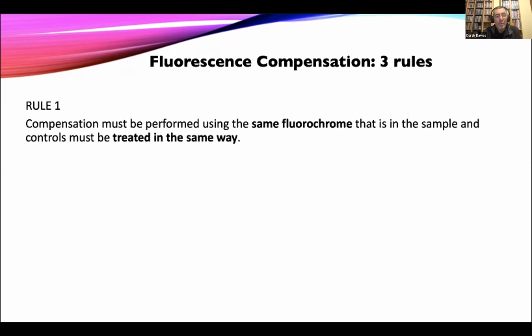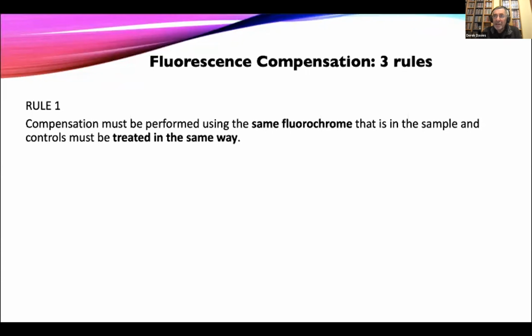cytometry. We're looking at where those photons end up in other channels, because we're looking at the ratio of the photons that fall in the PE channel to the ones that fall in the FITC or the Alexa 488 channel. So we have to use the same fluorochrome.